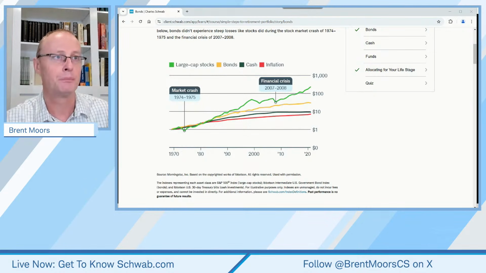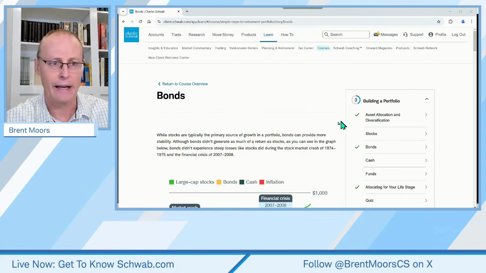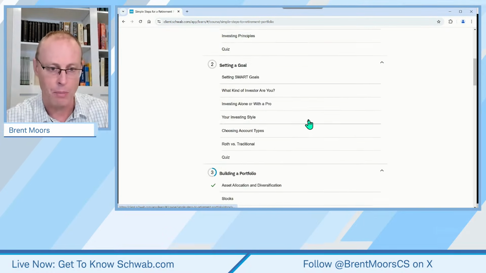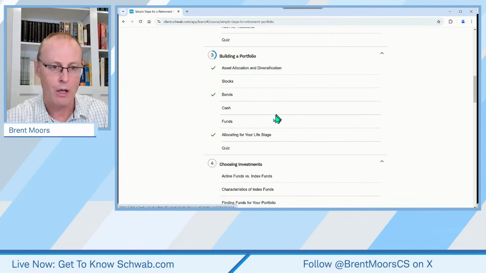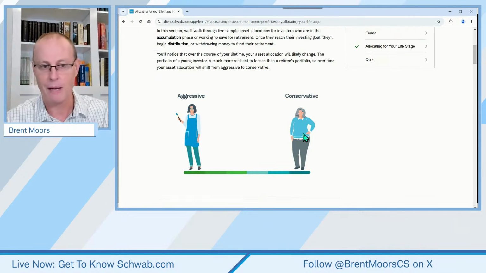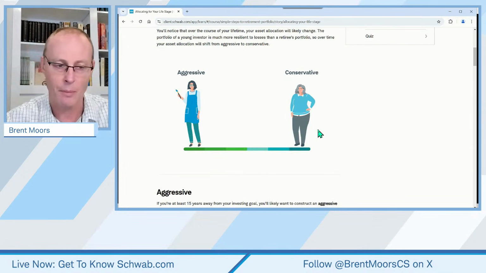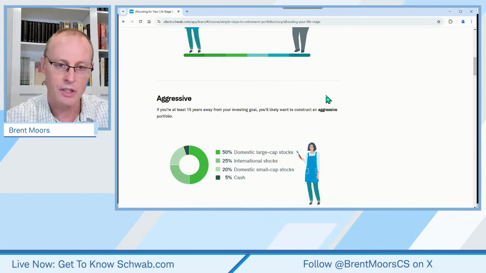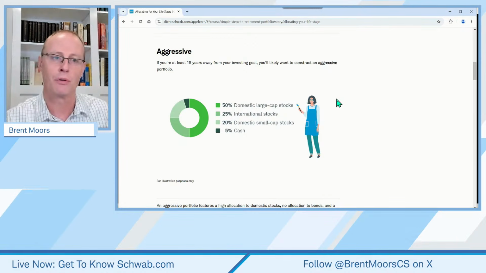Let me go here. And by the way, this is not a recommendation for any of you of what you should invest in here, whether you should invest in bonds or not. But I just want to point out to you kind of common approaches. Okay, maybe it doesn't fit you exactly. Common approaches. This is again in that simple stocks for a retirement portfolio course. It's going to take you through this. I would suggest you go through the course.